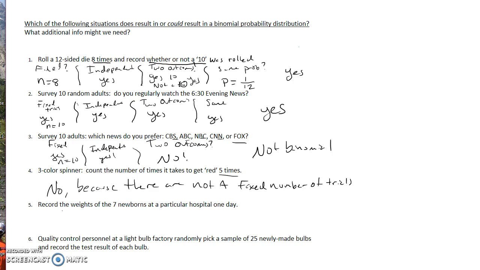How about the next one? Record the weights of 7 newborn babies on a particular day at a hospital. I really highly doubt that 2 babies are going to weigh the same thing. So since I'm just taking their weights and recording them, this is going to be no as well, because there are more than 2 outcomes.